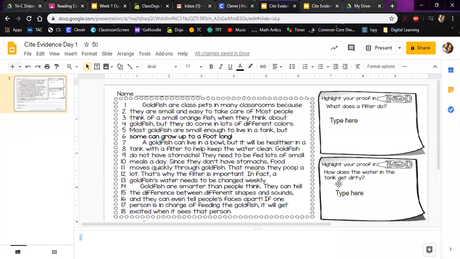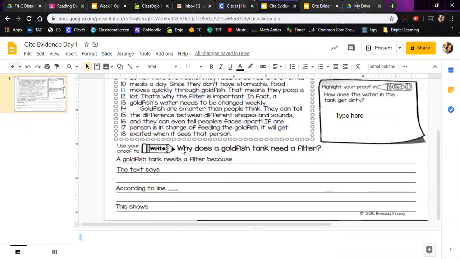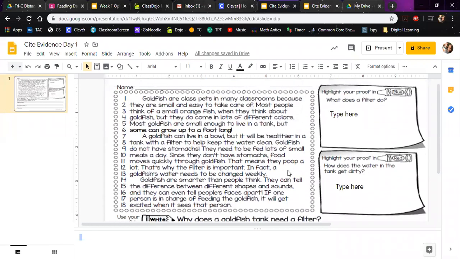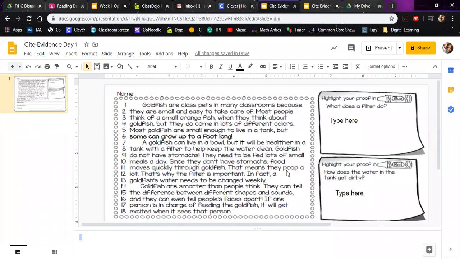Today in reading, we are going to be citing evidence. When we cite evidence, we answer a question using information from a text to help us. So today our question is, why does a goldfish tank need a filter? As I'm reading this passage, we're going to think about why a filter is needed in a goldfish tank. Then we're going to find some points in the text that help us support that answer and write a response.